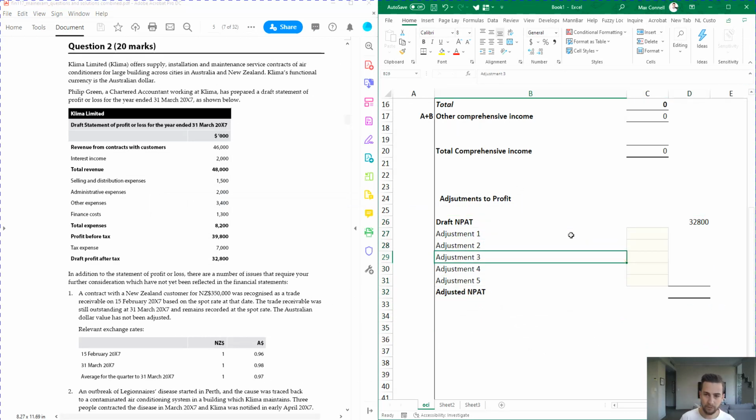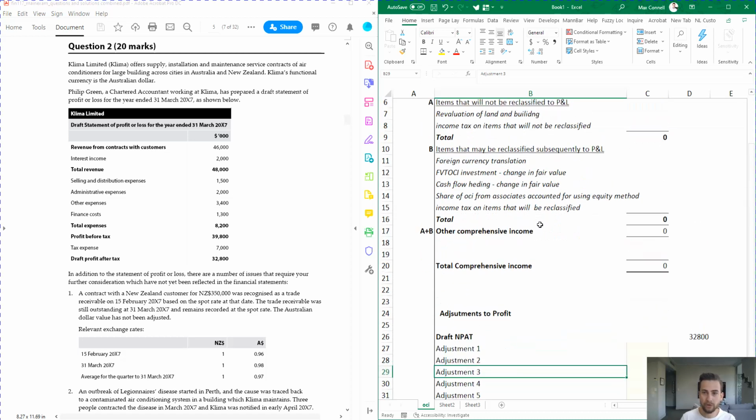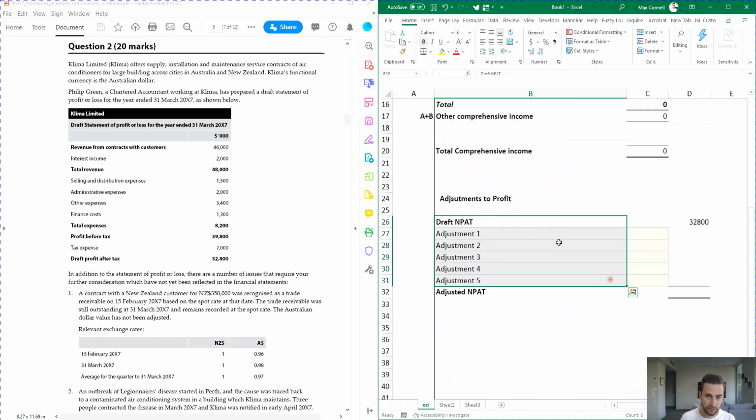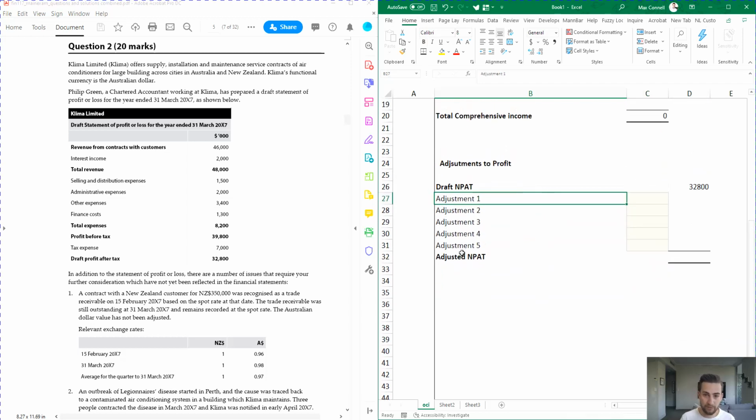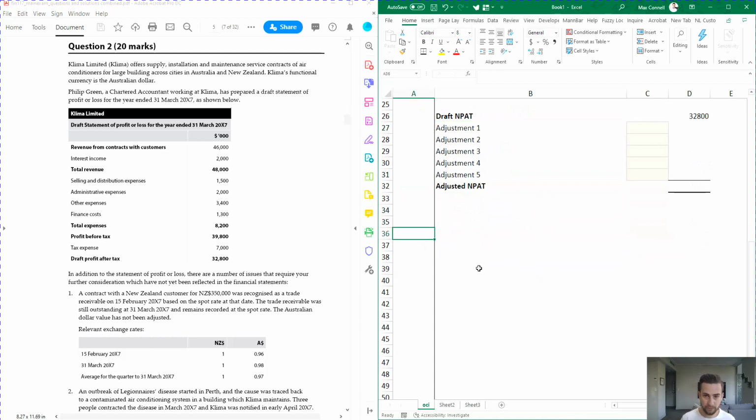So see how I'm logically thinking through the process. I'm saying this is the end goal, and these are the adjustments that I need to do. I don't know what those adjustments are yet, but this is the structure that I need in the exam. And then the step after that is I'm going to go through each adjustment. So first of all, adjustment 1, we're then going to set out our workings underneath like that.